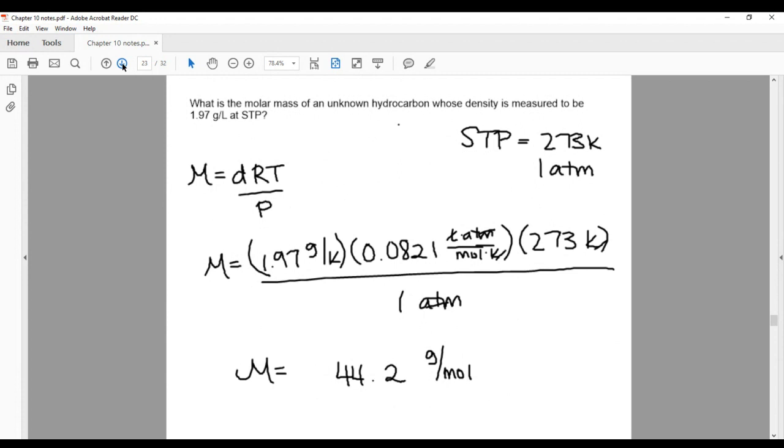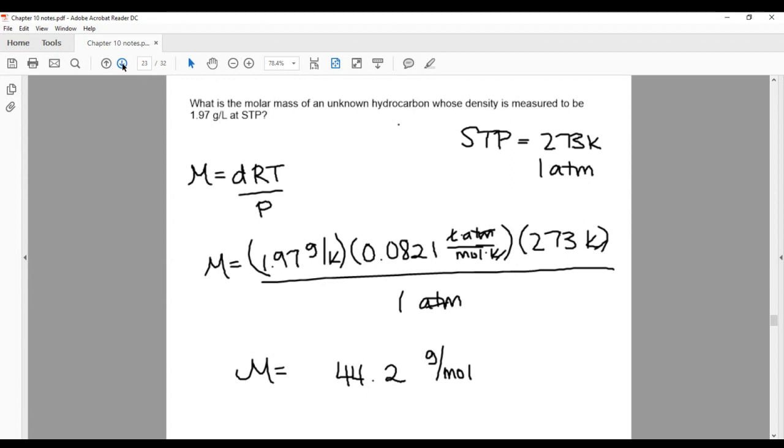We want to know molar mass. You're thinking, wait a minute, STP, I don't know what that is. Well, STP stands for standard temperature and pressure. STP is equal to 273 Kelvin, 1 atmosphere. Okay? So when it says STP, don't freak out like, oh, I don't have temperature, oh, I don't have pressure. You do. 273 Kelvin and 1 atmosphere of pressure.